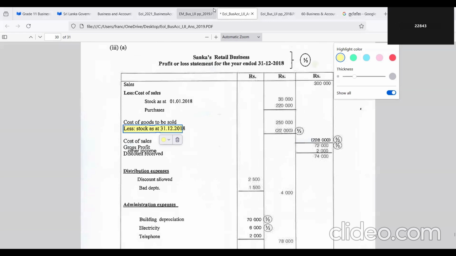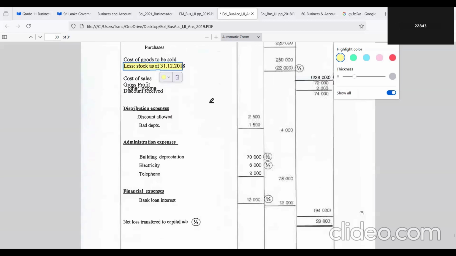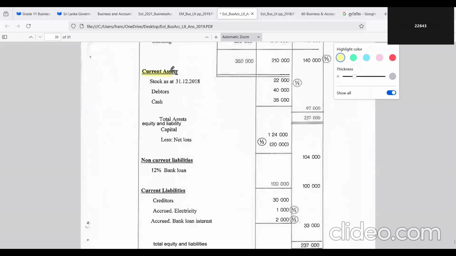What is the other place we can record closing stock? In the SOFP. Yes, I know. But where? Is it under non-current asset? Is it under current asset? Under current asset. So look here, current asset 22,000. Always remember closing stock goes in two places: P&L and SOFP under current asset.